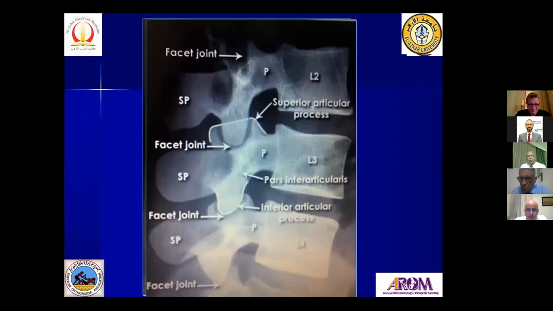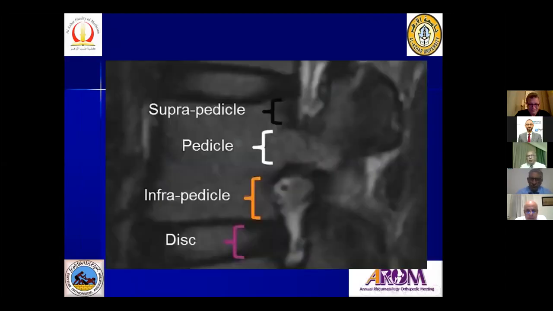The pars interarticularis is very important because we're asking a lot of people who don't know. And this is the spinous process of the lumbar vertebra. And this is very important for the people who are working on the spine for the pedicular fixation. This is the suprapedicular space. This is the infrapedicular space. This is the pedicle, the width of the pedicle, and this is the disc space.